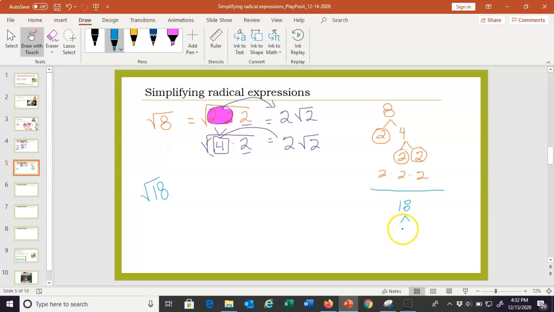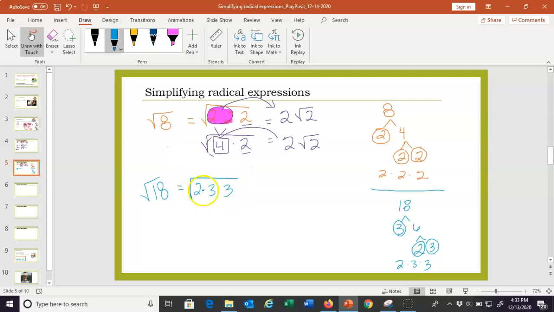So 18, what times what? I just thought of 6 times 3. You could do 2 times 9. We're going to get the same answer at the end. We're going to keep factoring these numbers until we get a bunch of primes. Keep going down these branches. 6 is 2 times 3. So there's the prime factorization of 18. It's 2 times 3 times 3. So let's write 2 times 3 times 3.